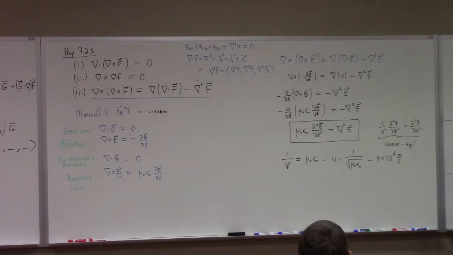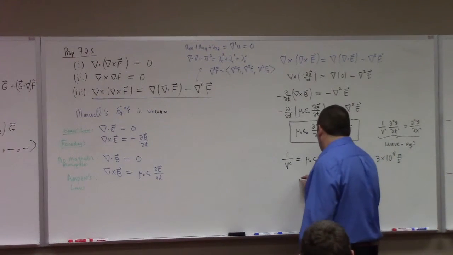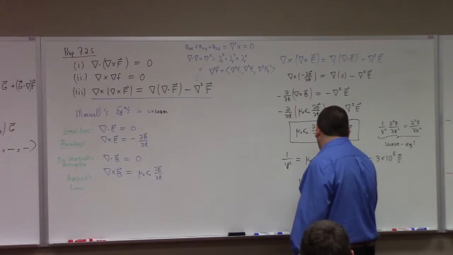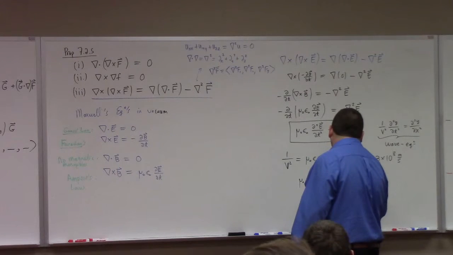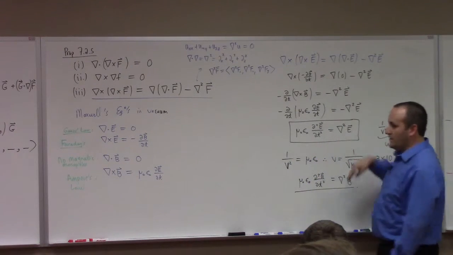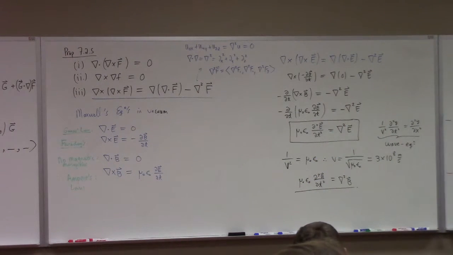And almost the same calculation will show you that mu naught epsilon naught partial squared B partial t squared is equal to nabla squared B, all right? That's also a very similar calculation. So the electric and magnetic fields satisfy wave equations, and the speed of the wave is the speed of light. The interesting thing about this calculation is it's done for essentially an arbitrary coordinate system. But the speed depends on the permittivity and permeability of space and time itself.